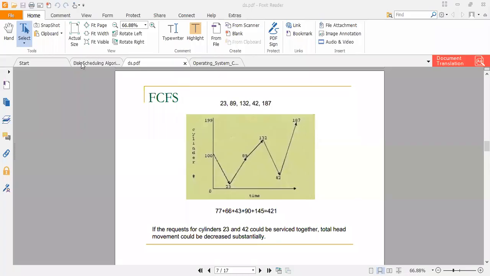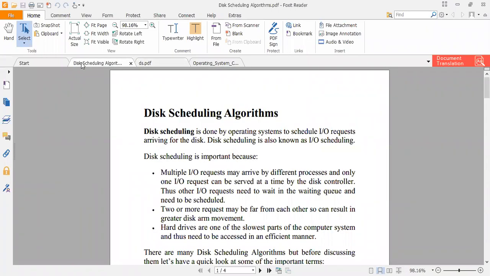Hello students, in the series of video lectures, today we are going to cover the topic disk scheduling. Basically, a disk scheduling algorithm is used by the operating system to manage the hardware efficiently. Disk scheduling is done by the operating system to schedule I/O requests arriving for the disk. Disk scheduling is also known as I/O scheduling.